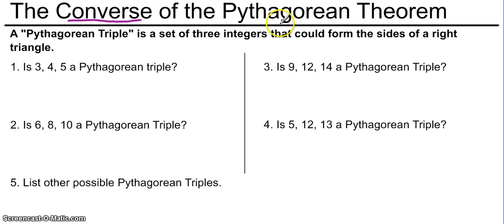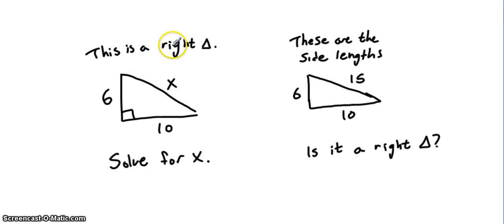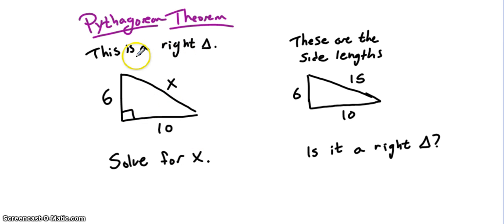But how does this make sense with the Pythagorean theorem? Normally when we think about the Pythagorean theorem, we think about having a right triangle, such as this one right here, and knowing two sides of it, for example, these two legs, and being asked to solve for x, in this case, the hypotenuse. In this case, we start with the fact that the triangle is a right triangle, and we figure out one of the sides using the Pythagorean theorem. Remember, a squared plus b squared equals c squared.